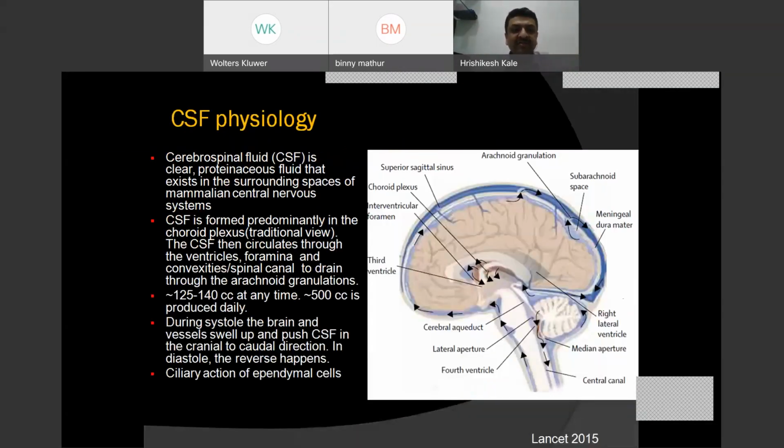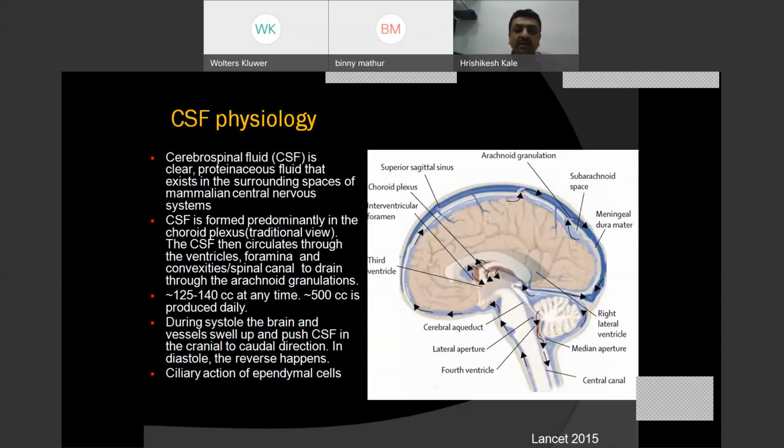So basically, CSF is a clear proteinaceous fluid that surrounds the brain and the spinal cord. It occurs in most mammalian central nervous systems. The traditional view is that CSF is formed predominantly in the choroid plexus. The CSF then goes from the choroid plexus, which is present within the ventricles, then circulates to the fourth ventricle, where it exits from the median aperture, also known as foramen of Magendie, and lateral apertures known as foramen of Luschka. It then enters either into the basal cisterns or into the central canal of the spinal cord.